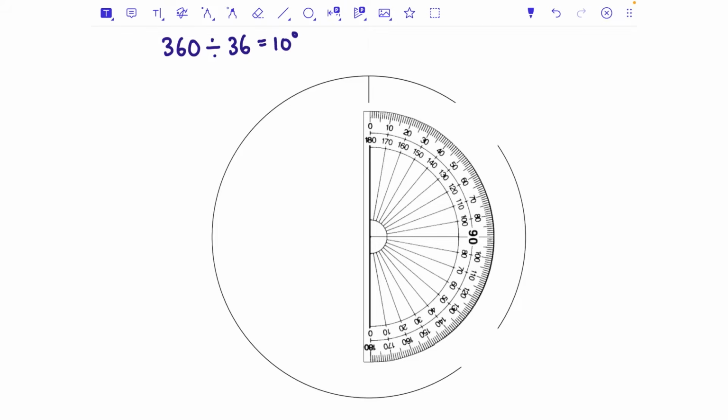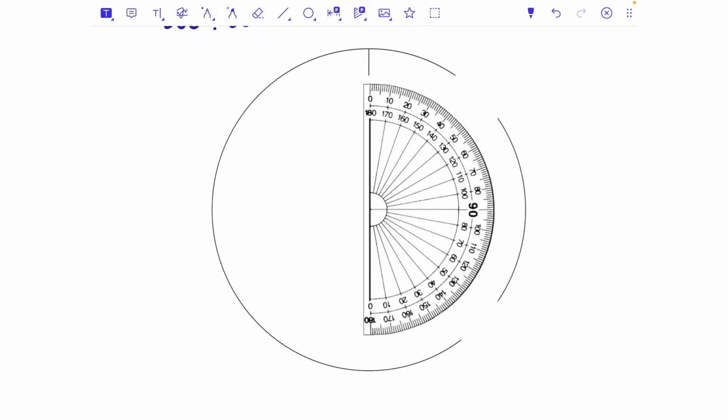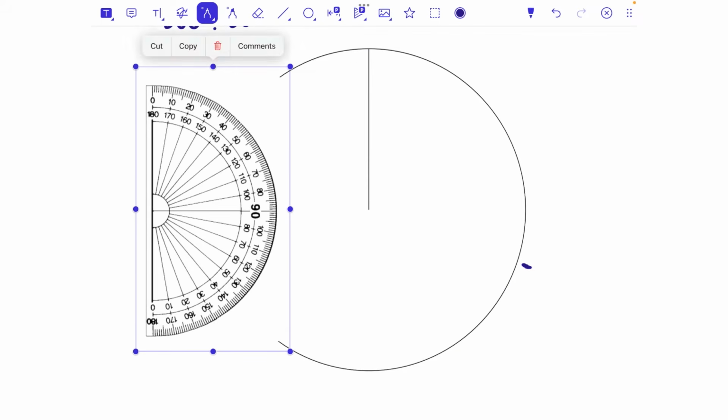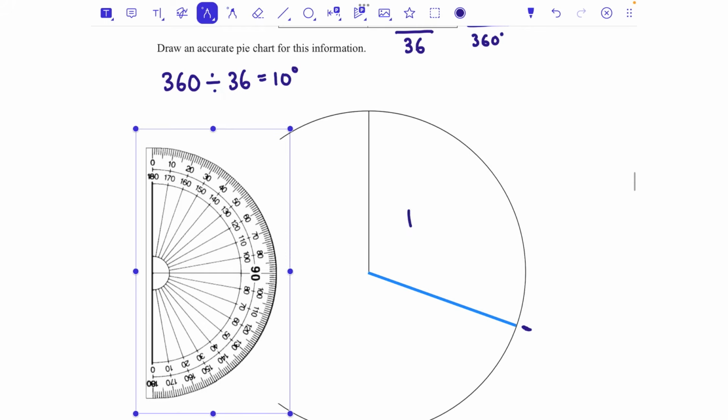Now I'm going to go round. I want the first angle to be 110 degrees, so I'm going to go round until I get to 110, and that is about here. Okay, so you're going to do it accurately. You're then going to move your protractor out of the way, and you can then draw from that point to that line and know that that's going to be 110 degrees. So we're going to label that section burger.